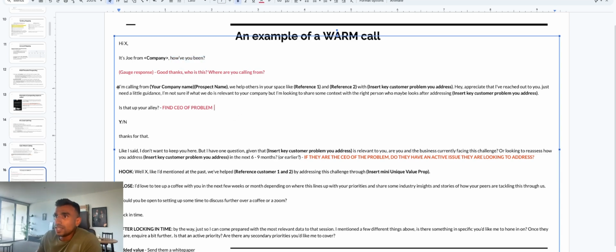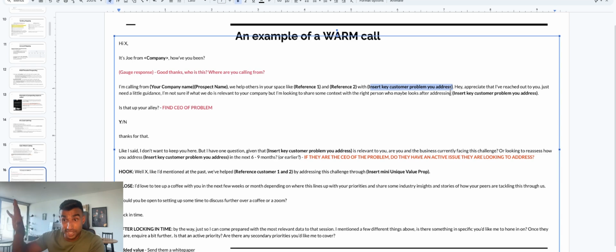Then what you do is you give them a very quick intro. Hey, look, like I mentioned, Joe from CrowdStrike. The reason I actually reached out is because we're doing a bunch of work with Company X and Company Y in your space. I'm just really curious if, and then you mention the problem statement. So you insert the customer problem. I'm really curious if 24/7 detection and response of really sophisticated threats, which we see as a big problem, is relevant for you.